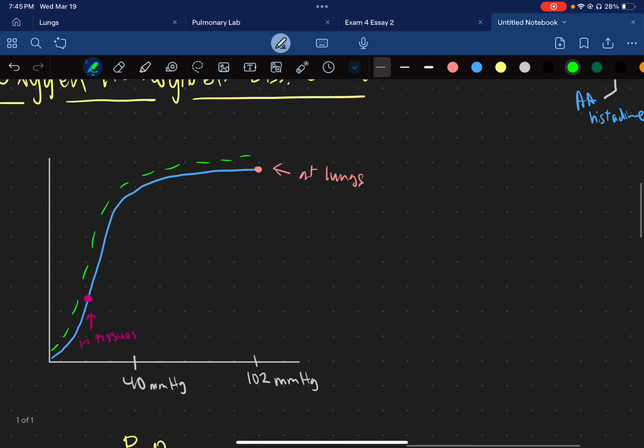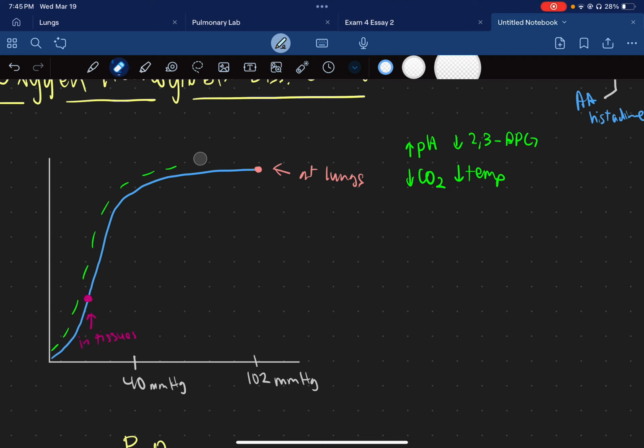So let's say increased pH, which means a decrease in CO2, and also a decrease in temperature. Also, there would be a decrease in our 2,3-bisphosphoglycerate.